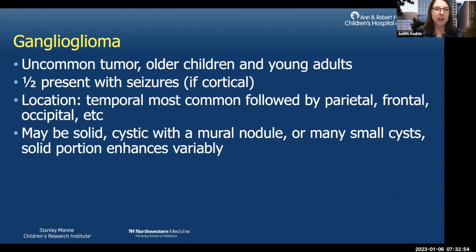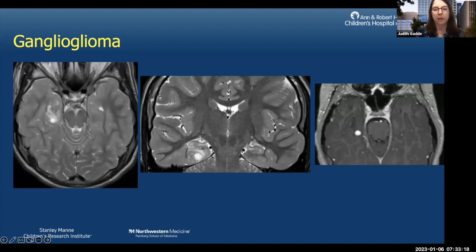And the interesting thing about gangliogliomas is that their appearance is super variable. So they can be solid, they can be cystic with a mural nodule, they can be multicystic, but the solid component will typically enhance, but somewhat variably. So these descriptions aren't super helpful, I realize that, but just to point out how variable these can be. And once you've seen several, you kind of know what you're looking for.